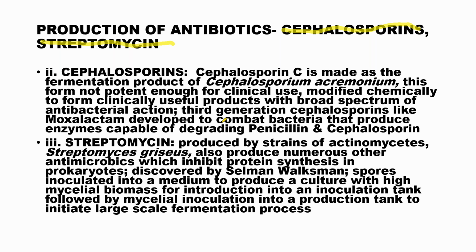Antibiotics are nothing but biochemical substances produced by a certain group of microorganisms which can inhibit or kill other closely related species or different species. For example, antibiotics produced by fungus can inhibit or kill the bacteria.